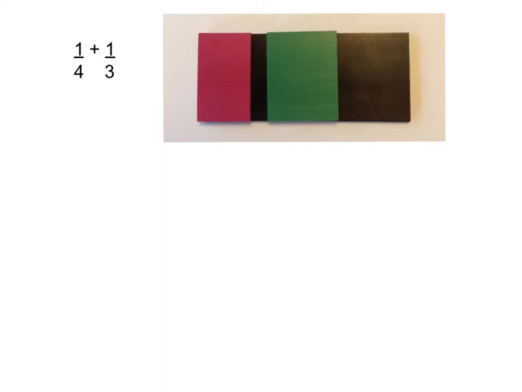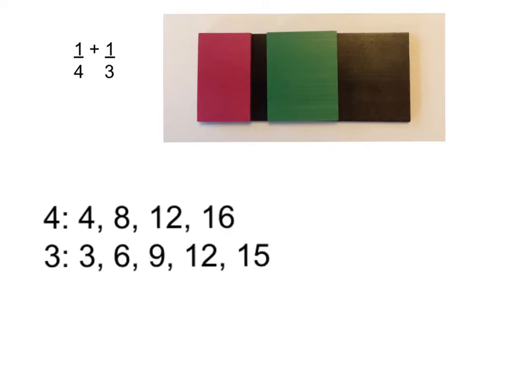We have to make a common denominator, and then we can use fraction pieces to help us add. In order to make a common denominator, we need to find the least common multiple of 4 and 3, or the smallest denominator possible that we can make for both of these numbers. So in this case, the least common multiple of 4 and 3 is 12. So we need to make an equivalent fraction of 1/4 and 1/3 with a denominator of 12.